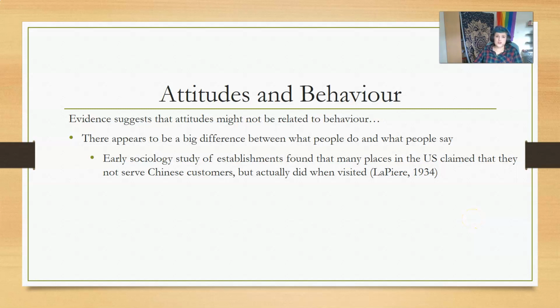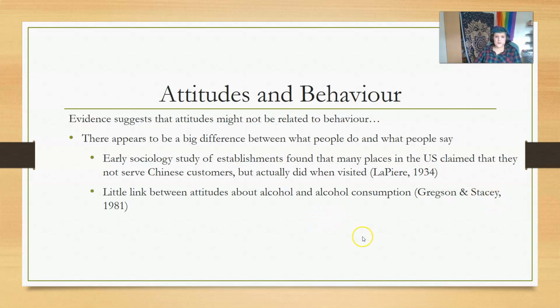Early sociology studies of establishments found that many places in the US claimed they did not serve Chinese customers, but actually did when Chinese customers visited. So this was a classic social psychology study by Lapierre in 1934, and they found that when places demonstrated racist attitudes, when it came to it, they weren't actually turning people away. In fact, there's little link between attitudes about alcohol and alcohol consumption. Only 9% of the variability of behaviour can be explained by attitudes.